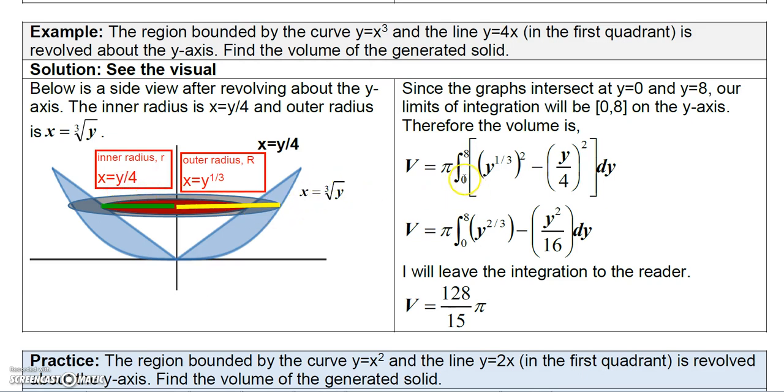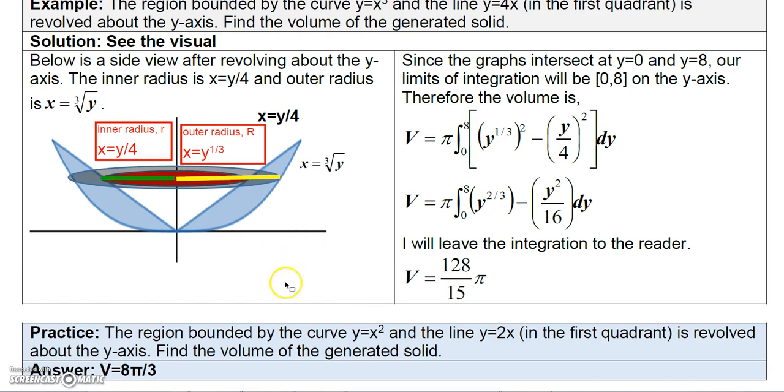And so we're going to integrate from 0 to 8, and I'll tell you why in a minute, but pi times the integral from 0 to 8, take the outer radius and square it, minus the inner radius and square it, and then do all of the work here to get your answer. Okay. Now there's a practice problem down here that you can freeze the video and look at.